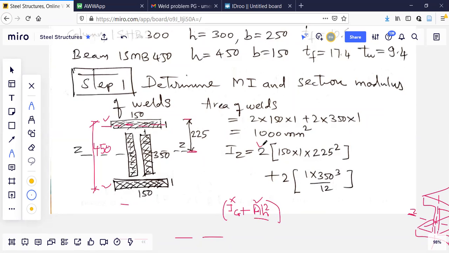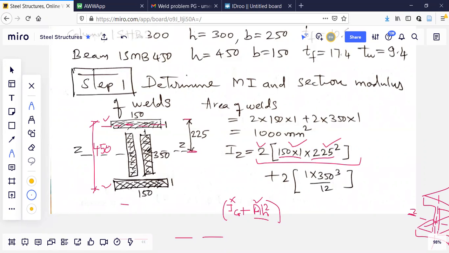See this 2 times, because two rectangles are there, top and bottom, AH square. A is what? Area of one rectangle. The 2 is outside because of two rectangles. H is the distance between the centroid of this rectangle and the neutral axis. We are not going to consider that 0.5 difference; directly it is 225 minus 0.5, but those things are not taken here. So AH square is A into H square. This is for the top and bottom horizontal rectangles.